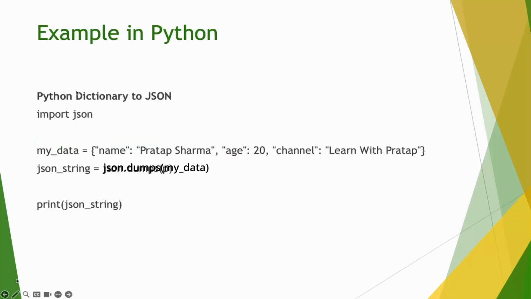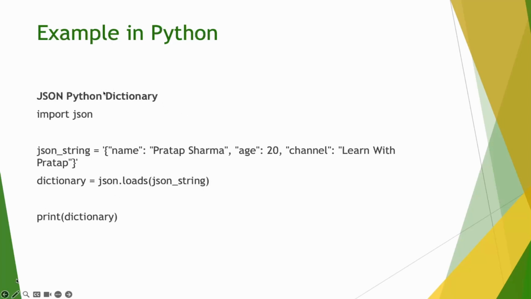In Python, we can import the json package, and then you see this is a dictionary type. Name is Pratap, age is 20, and channel is Learn with Pratap. And we have this JSON string. If we want to convert our dictionary to JSON, we have to use json.dumps and pass the data. Here it's a typing mistake, so it's okay. And we can print the JSON string. We'll go through this in a bit.